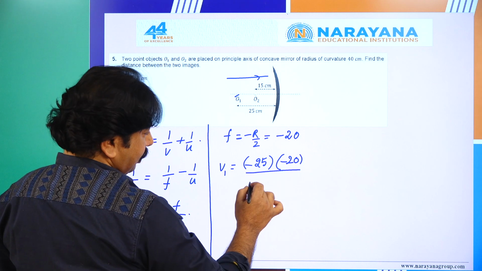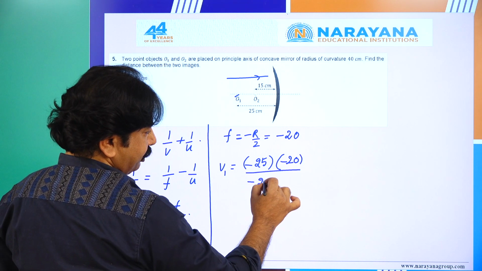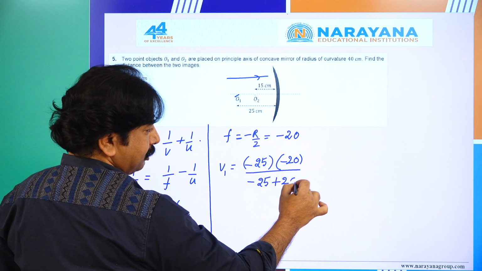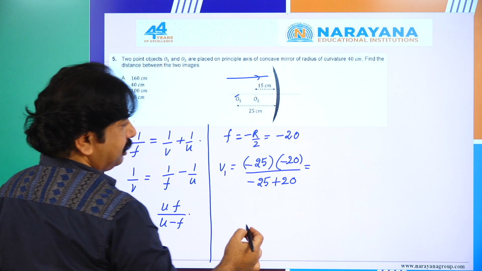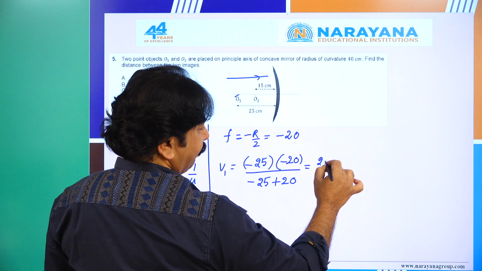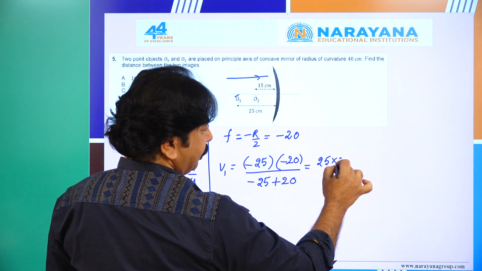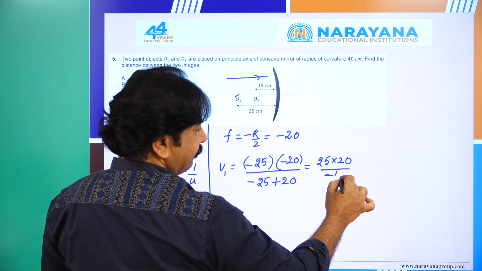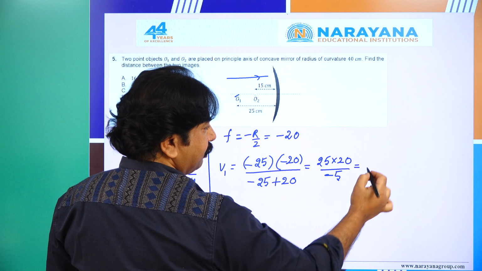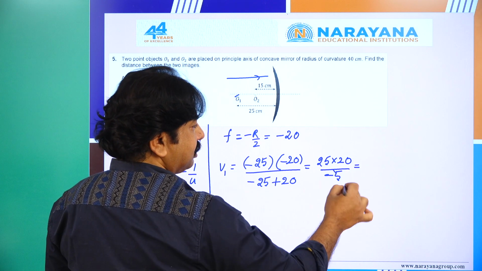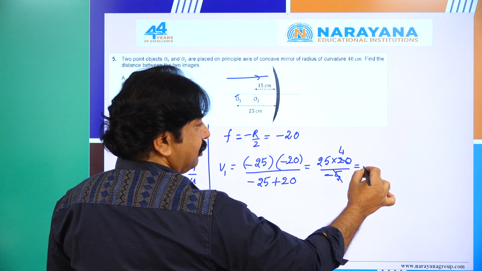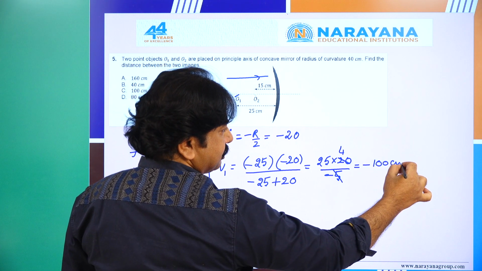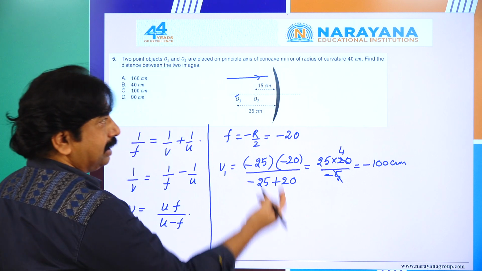Here, this is also minus 25, minus of minus plus 20 only. Total together, here this is 25 into 20 by, this is nothing but minus 5 only. Totally we are getting here, this 5 is 4 times, minus 100 only, 100 centimeters. Negative sign indicates this side only.